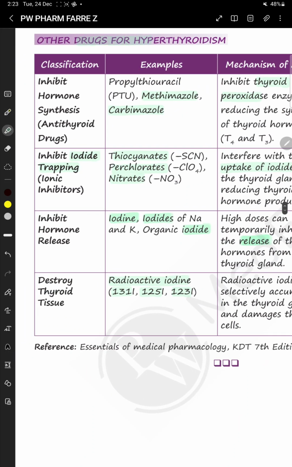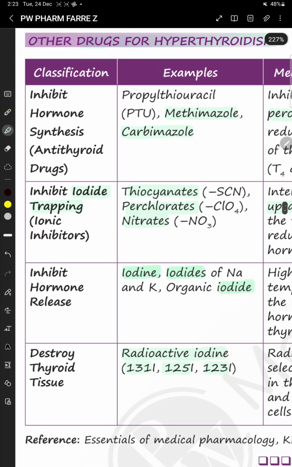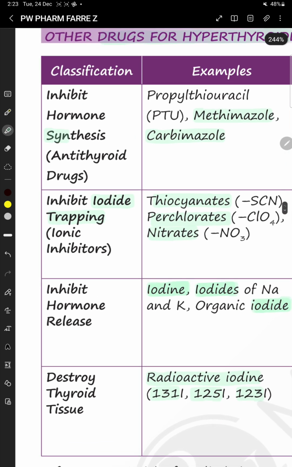Drugs for hyperthyroidism. First, we have drugs that will inhibit the synthesis of thyroid hormone. These are known as antithyroid drugs, like propylthiouracil, also known as PTU. The alternative to propylthiouracil is methimazole, carbimazole. So these drugs will inhibit the synthesis of thyroid hormones.